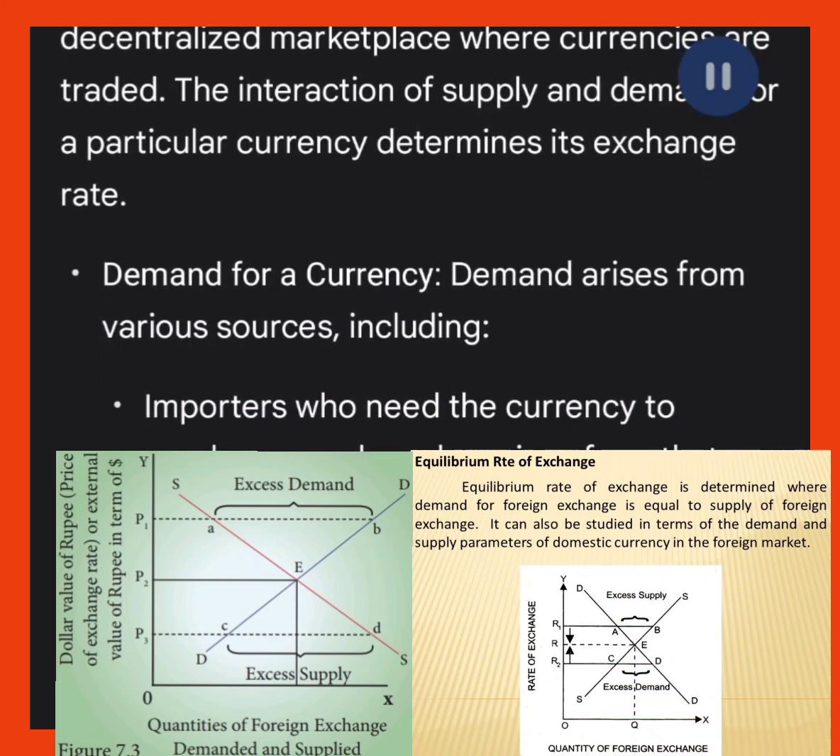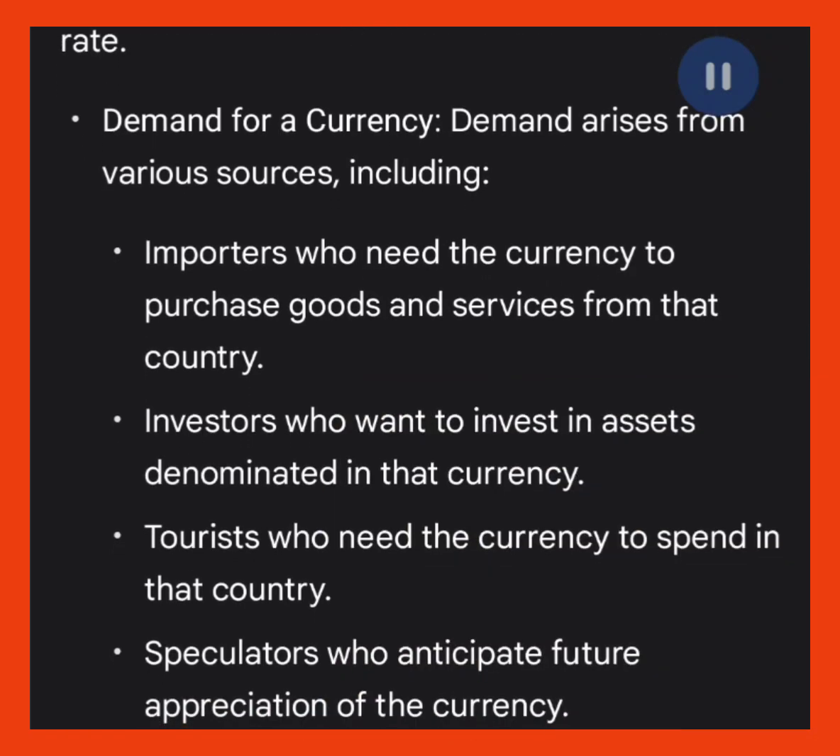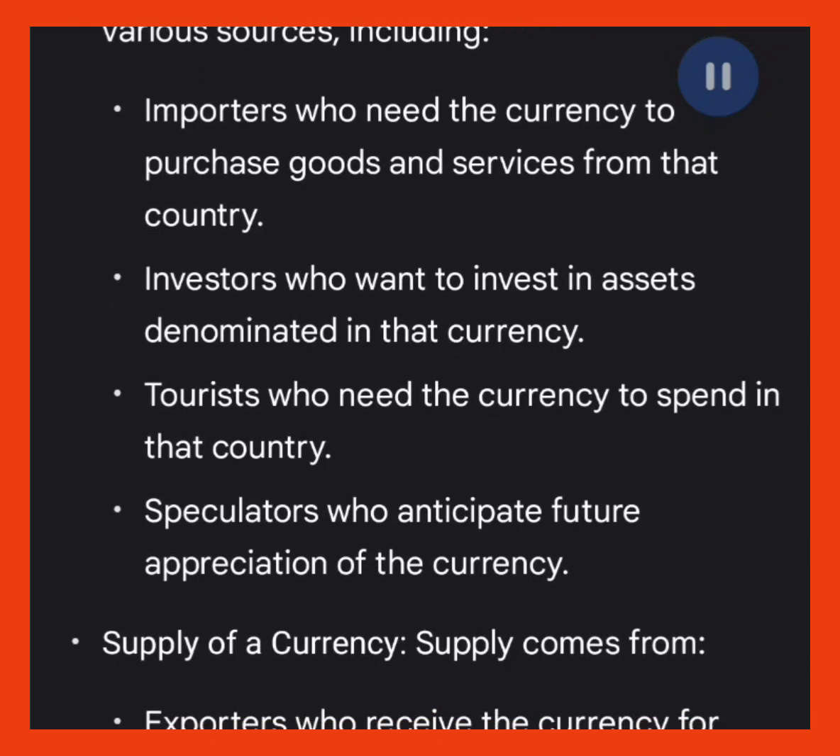Demand for a currency. Demand arises from various sources, including importers who need the currency to purchase goods and services from that country, investors who want to invest in assets denominated in that currency, tourists who need the currency to spend in that country, speculators who anticipate future appreciation of the currency.